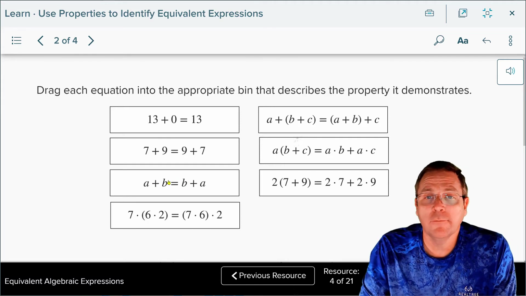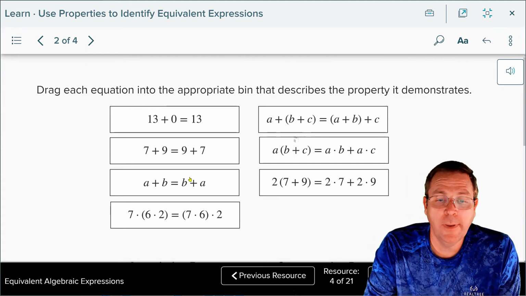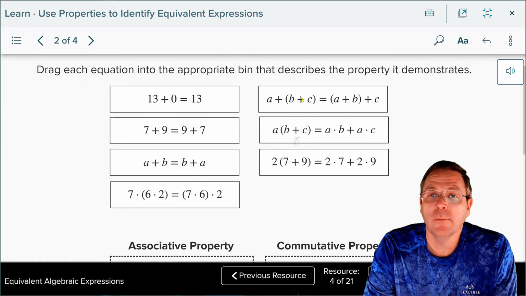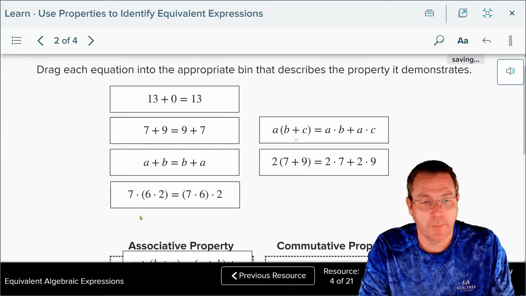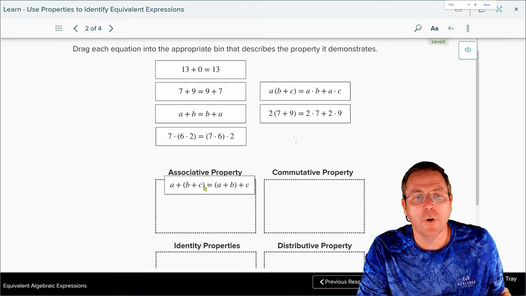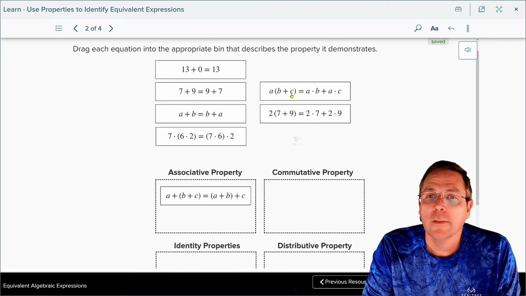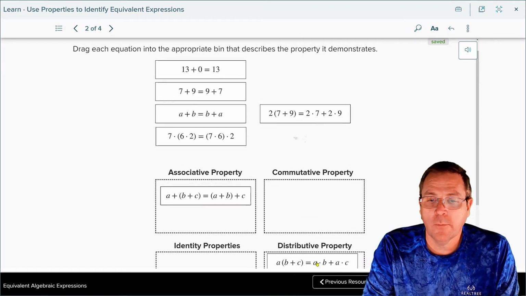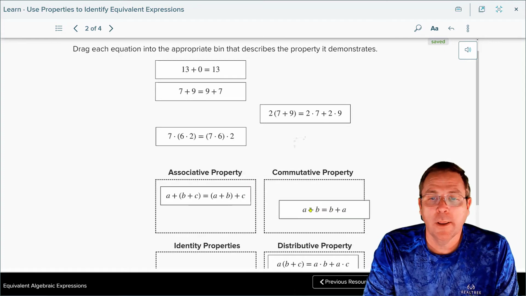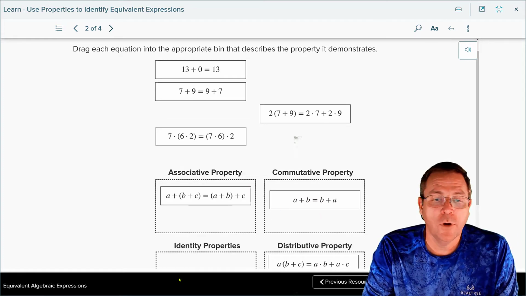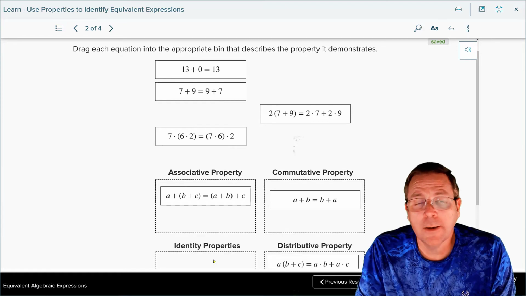So we have to drag all of them to the correct bins. So we got bins down here. My associative property, that one's going to go in the associative property bin. And let's make our screen a little smaller here. We've got the distributive property. That one's going to go there. We have the commutative property. That one's going to go there. And we don't have any variable one for the identity property.